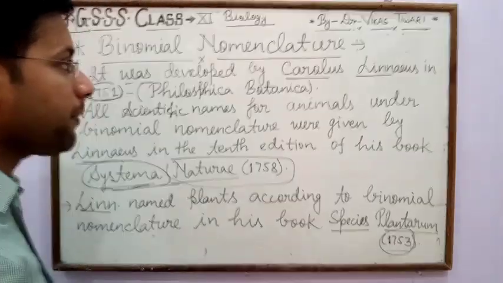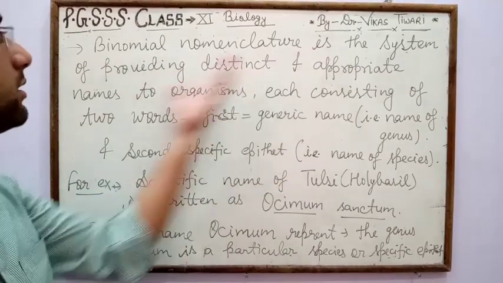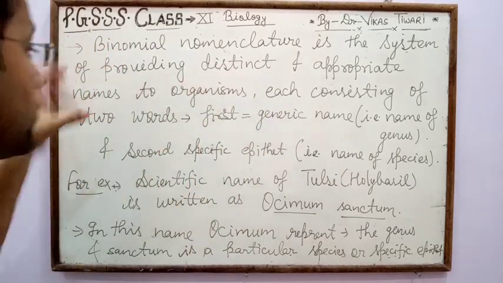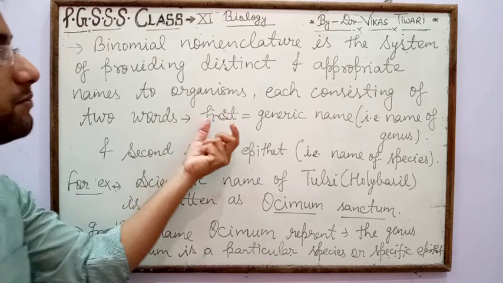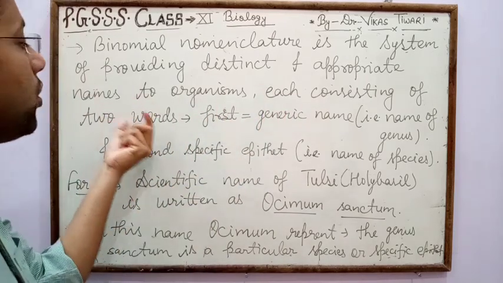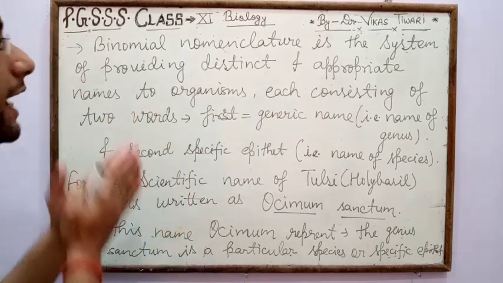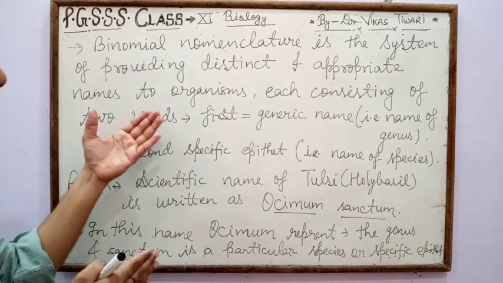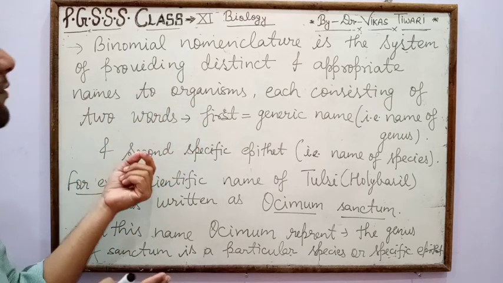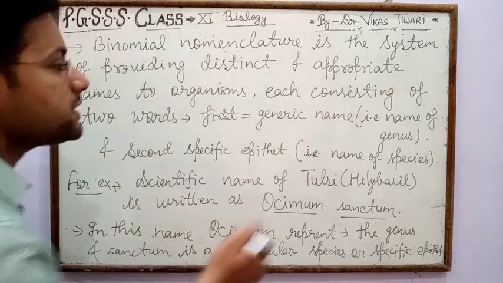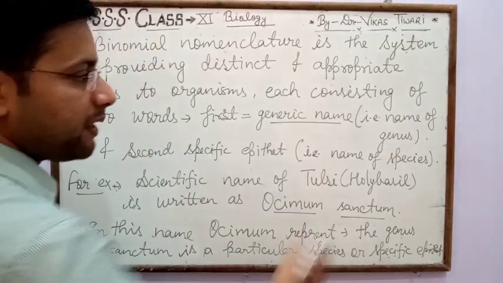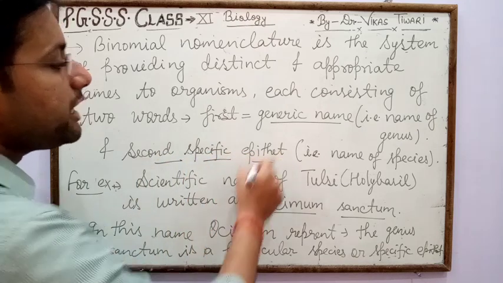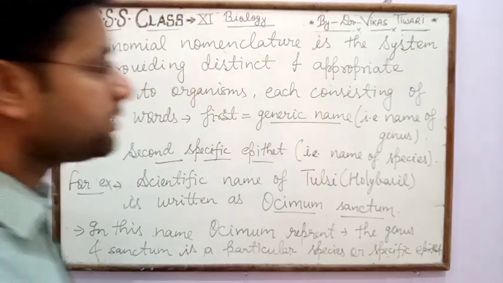So next, binomial nomenclature is the system of providing distinct and appropriate names to organisms, each consisting of two words. So in binomial nomenclature, the scientific name consists of two words. The first is the generic name, that is the name of the genus, and the second is the specific epithet, that is the name of the species.